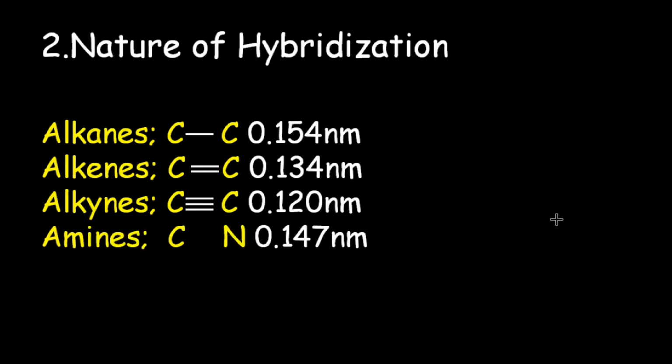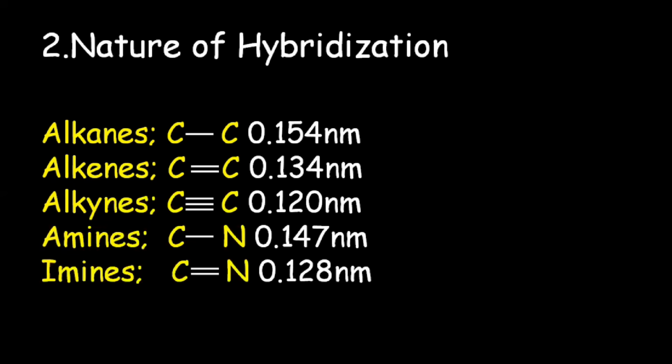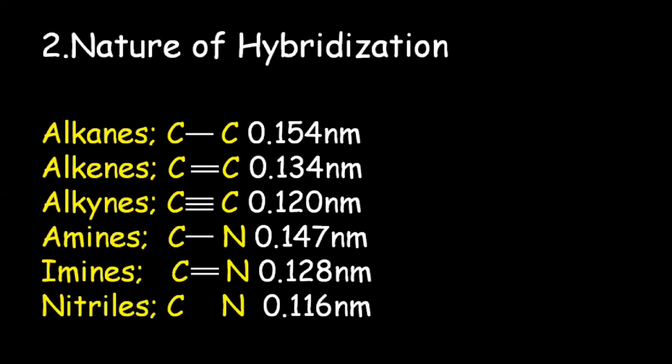Similarly, for amines, the bond length is 0.147 nanometer. For imines, C double bond N, the bond length is 0.128 nanometer. And for nitriles, C triple bond N, the bond length is 0.116 nanometer. The bond length is decreasing as the number of bonds increases between carbon and nitrogen, and the hybridization is changing from sp3 to sp2 and then sp.